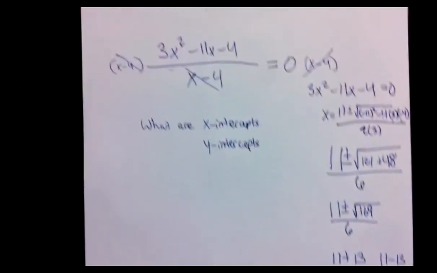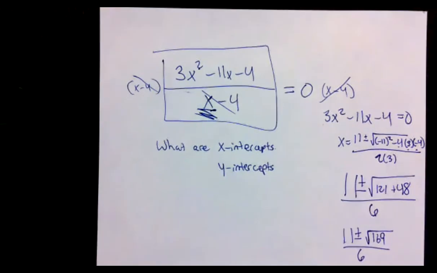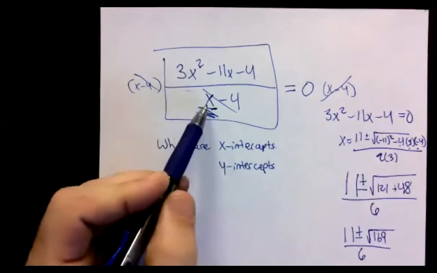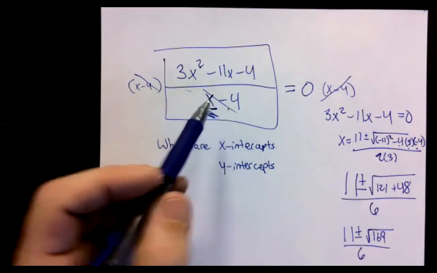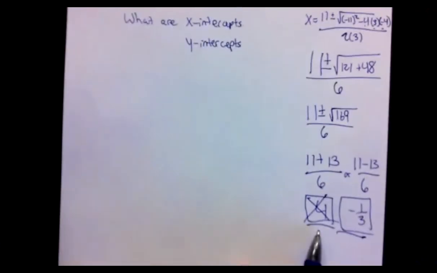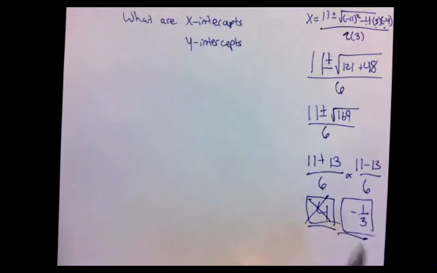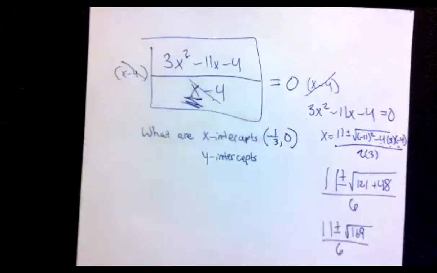But if I go back and look at my original problem, what's wrong with 4? 4 is going to cause this to be divided by 0, which is undefined, so you can't have an x-intercept of 4. So that's no good. So in this case, your only intercept is that x equals negative 1/3, or the coordinate negative 1/3, 0.